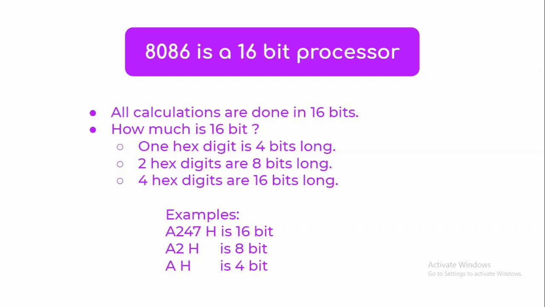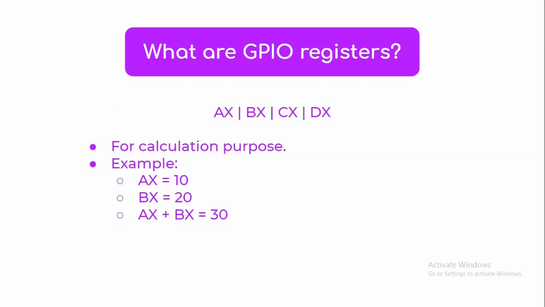Okay, so next thing, what are those GPIO registers? GPIO stands for general purpose input output registers. So whenever you want to add, subtract, multiply or do any calculation, you have to have those two numbers in AX, BX, CX or DX. So these four are given to you for calculation purposes.